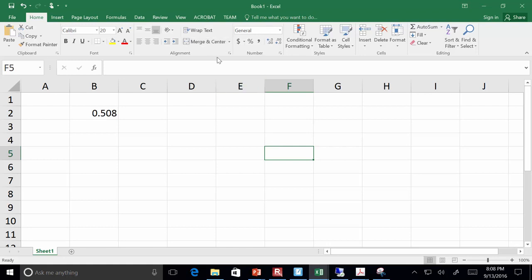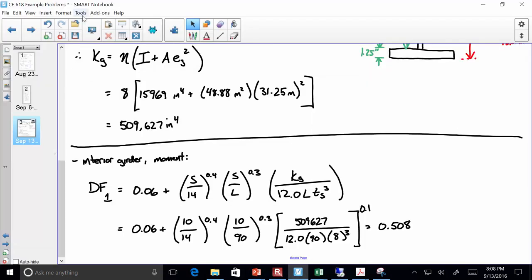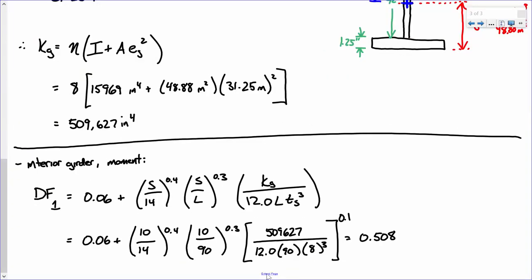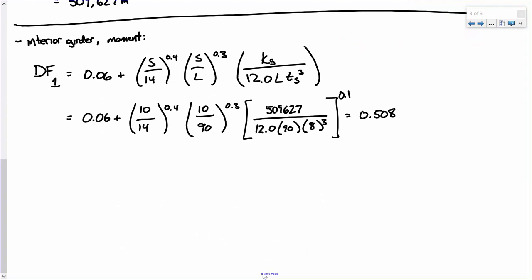You don't have your calculator. If you're that good, you need to be doing something beyond engineering. You need to be on like America's Got Talent or something.